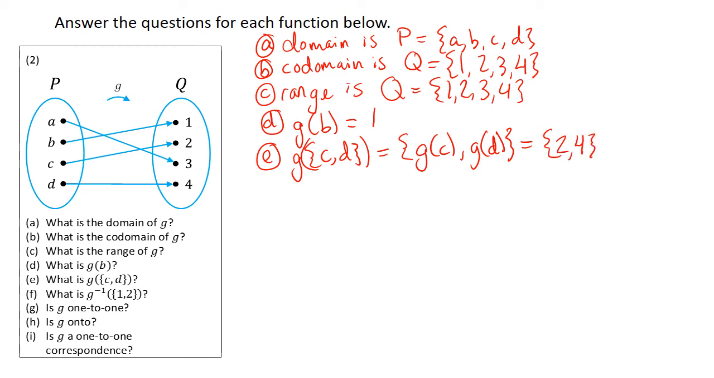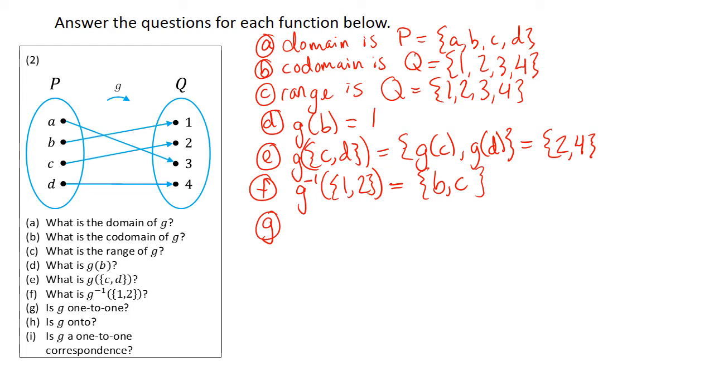Okay, and then part F, what is the inverse image of the set containing 1 and 2? So what you want to answer here is all of the elements that would either produce 1 or 2. So the element that produces 1 is going to come from B. So you just look along that arrow from B to 1 and you get B. And then the element that produces 2 is going to be C. So you're just looking back from 2 to C. So that's that.